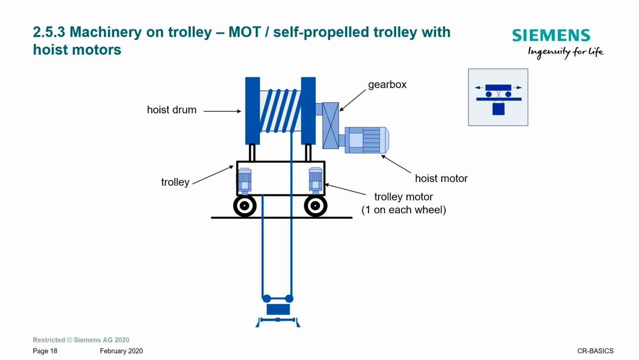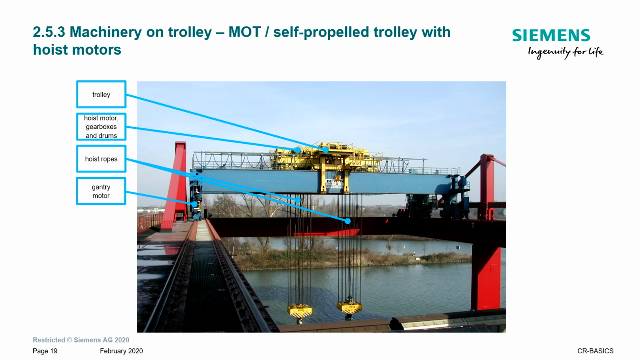Last but not least, now the machinery on trolley, MOT. Here you have all the equipment on the trolley. So the hoisting motor is directly on the trolley. The movement of the trolley is done via motors. So it's a very heavy system. You can see this here in a picture from an OHBC crane with a huge trolley, different hoisting motors on it, gearboxes, drums, the hoisting ropes down to 2 hooks.